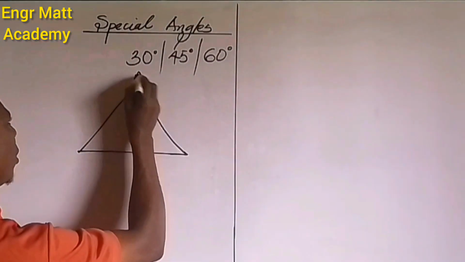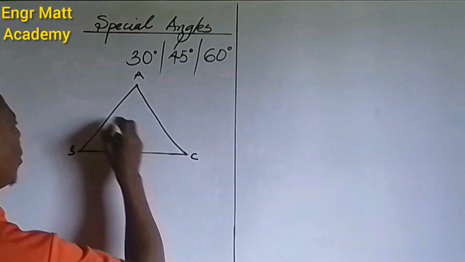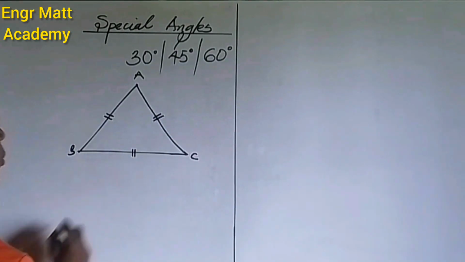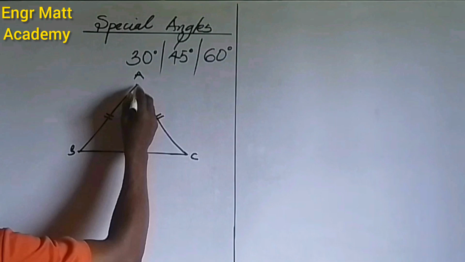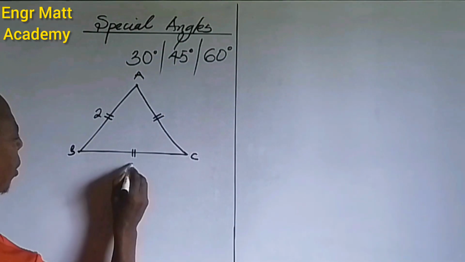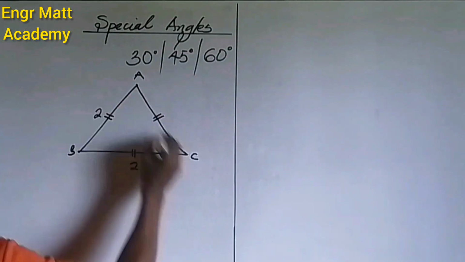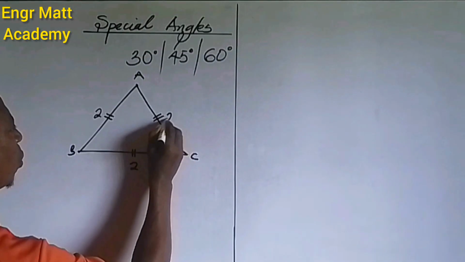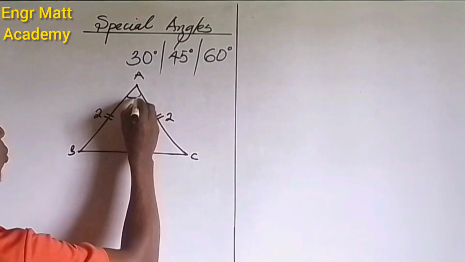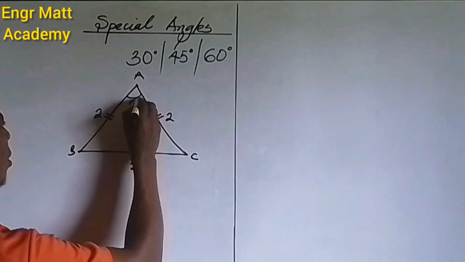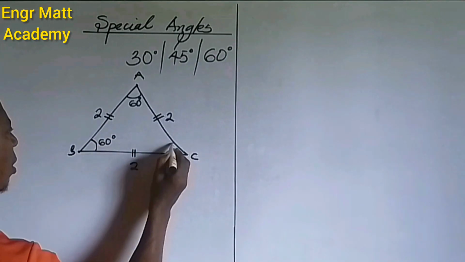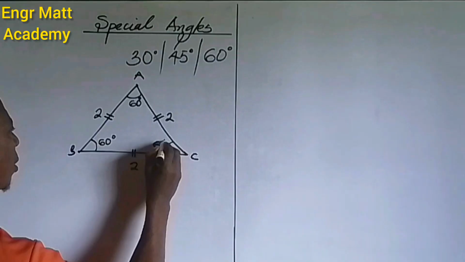Let's call this A, B, and C. This triangle is an equilateral triangle. It means all three sides are equal. Let's say AB is 2, the length from A to B is 2, from B to C is 2 also, and from A to C is also 2. Because the three sides are equal, the three angles will also be equal. So angle A will be 60 degrees, angle B will be 60 degrees, and angle C will be 60 degrees.